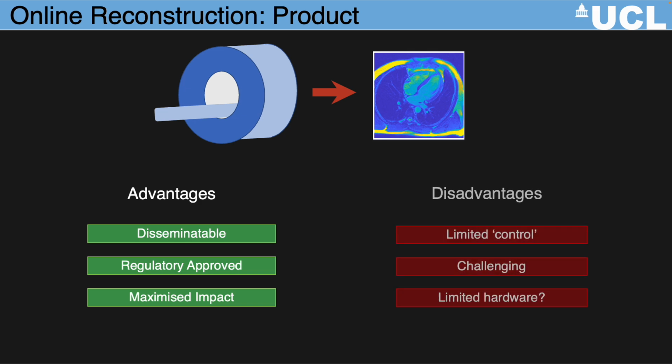The disadvantage of using a product reconstruction is that the user has very limited control to make any adaptations. It can be challenging to get new reconstructions into product because of the amount of work which is required to undergo the regulatory medical device approval. Another disadvantage is that the product reconstructions only run on the hardware which is available in the scanner, and although more scanners are becoming equipped with GPUs, the hardware available is often fixed. However, there are some advanced reconstructions which have been FDA approved, including compressed sensing and more recently some machine learning. This has been adopted into vendor products and is available at many sites for use in the clinical environment.